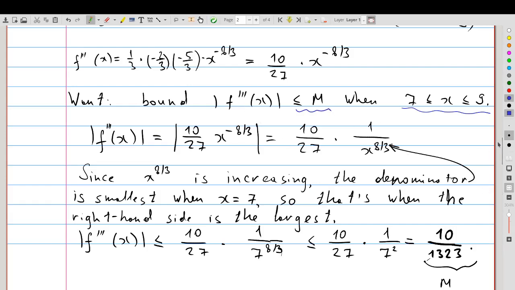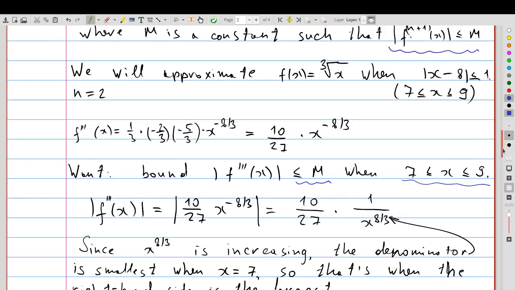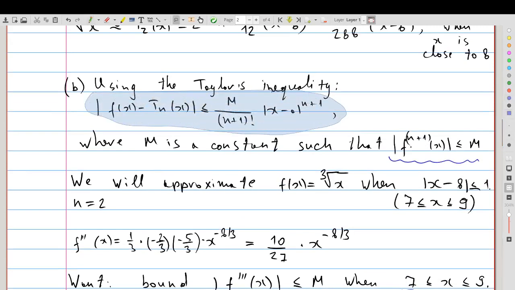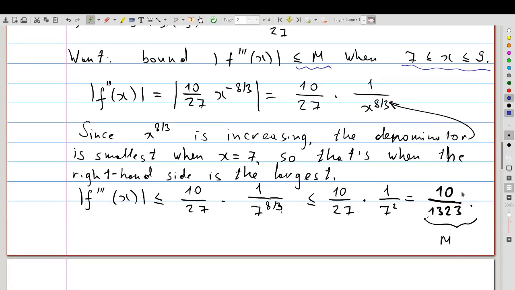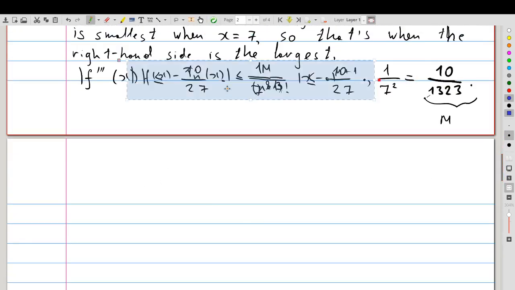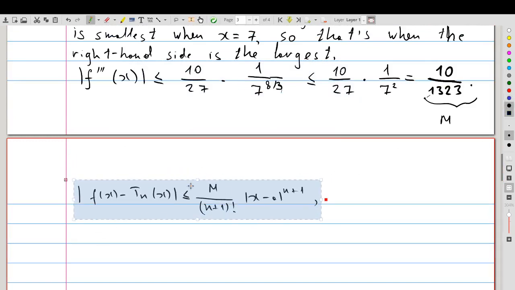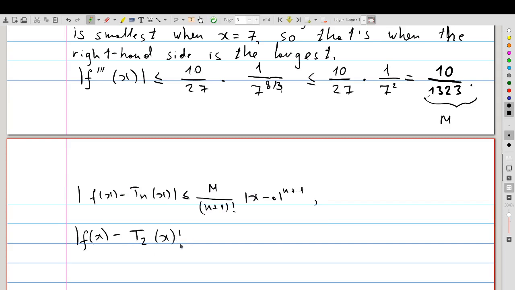So then, according to Taylor's inequality, I have, let me pull up Taylor's inequality right here. All right, and we use it for n equals 2. And now we know which value we can take for M. It's the one that we just obtained over here. So let's go ahead and substitute everything into Taylor's inequality. So we have now that f of x minus T2 of x is at most 10 over 1323 multiplied by (n plus 1) factorial. So this would be, recall that n is 2, so this is 3 factorial times (x minus 8), since a is 8, to the power 3.